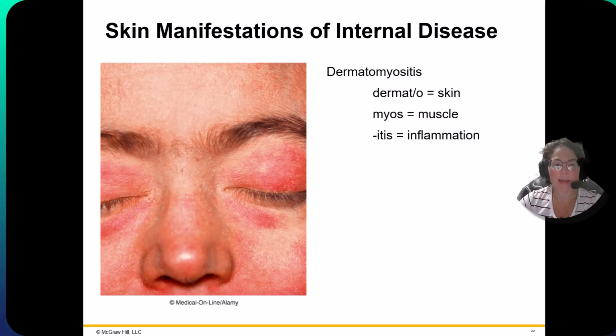Look at the term dermatomyositis. Again, break it down. What is the combining form? What is a root word? What is a suffix? If you look at it, the suffix is itis. It means inflammation. Dermato is your combining form. That means skin. Myos is a root word. That means muscle. So this is inflammation of the skin and muscle.